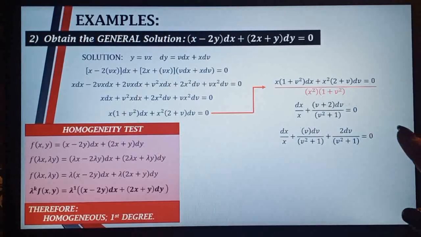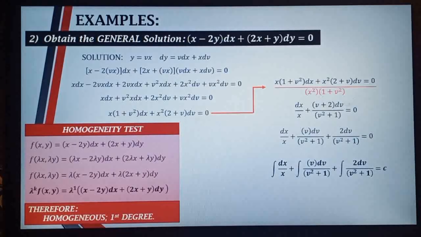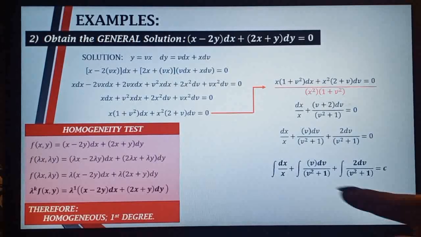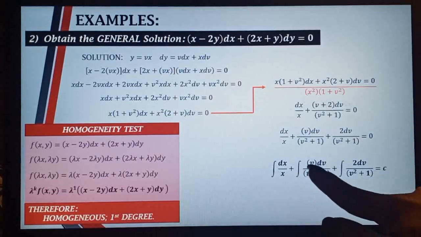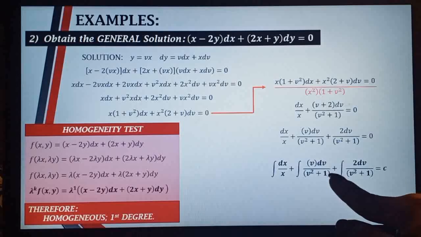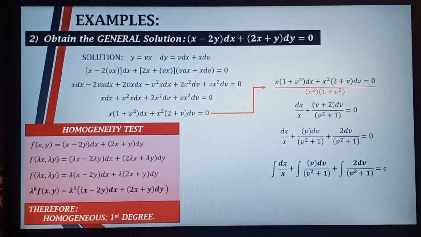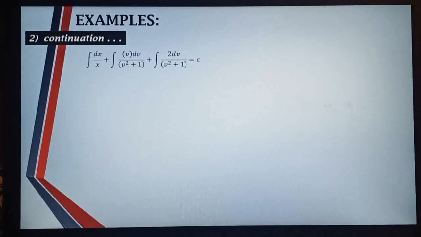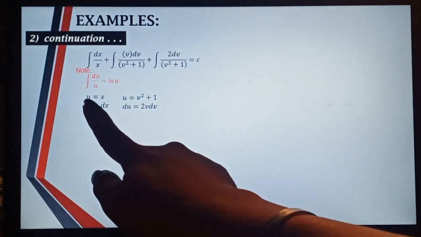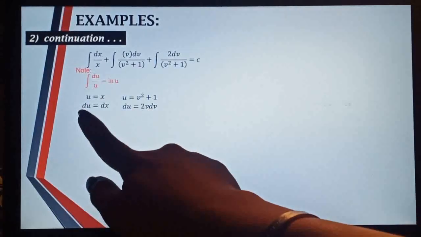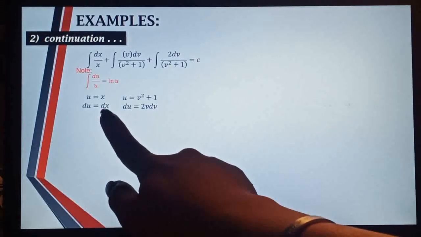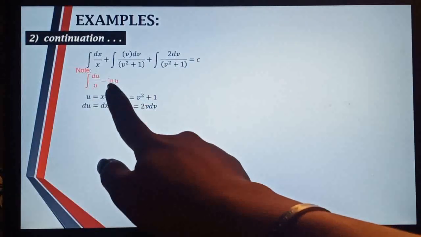So now, magkakahiwalay na yung x and v, pwede na tayong mag-integrate. So you will now have an integral of dx over x plus the integral of v dv all over v squared plus 1 plus the integral of 2 dv over v squared plus 1 equals c. So paano natin siya i-integrate? So you will now have to let u equals x, okay, first term, then the du is equal to dx. Then this falls under du over u, which is the ln of u.